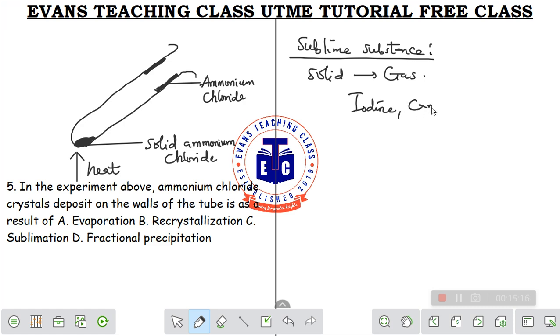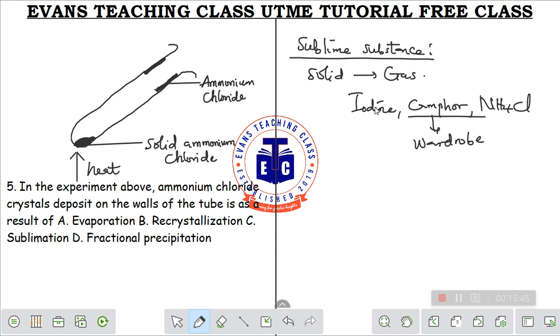We have camphor. I think you know what I mean by camphor. Camphor is those things you put in the wardrobe because of the cockroaches you get. An example is also ammonium chloride. So these substances turn to gas immediately when you heat them. That's something you have to know. You need to know about them. So those are the sublime substances.